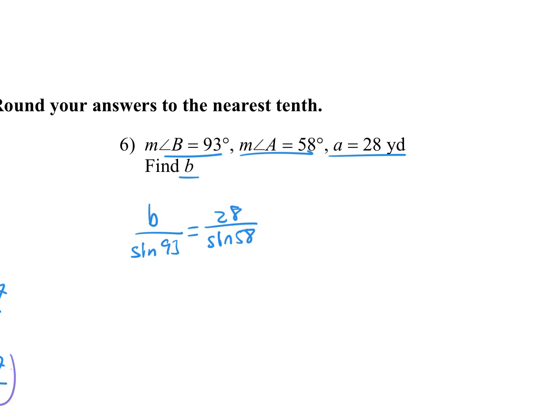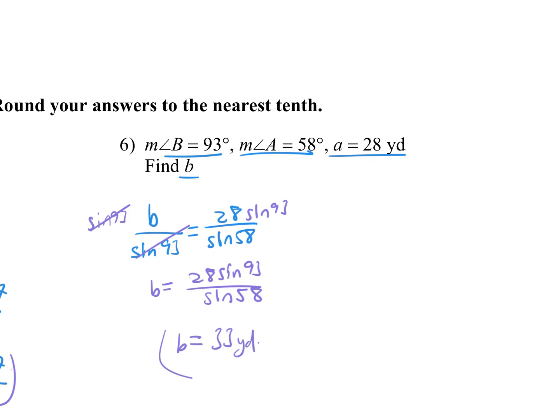All right, and now I want to get sine of 93 to the other side. Cancel it out, so I get B is 28 times sine of 93 over sine of 58. Plug this directly in your calculator, and that'll get you your answer for B. So we get B is 32.97, which again is going to round up to 33 yards. And the directions just say to find B, right? I don't need to solve the triangle, so I can stop there.